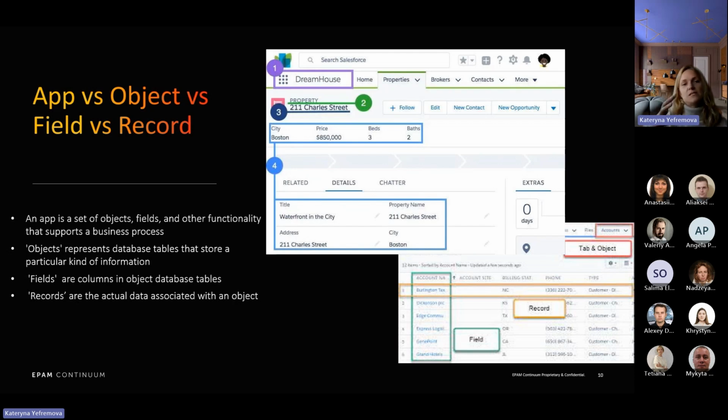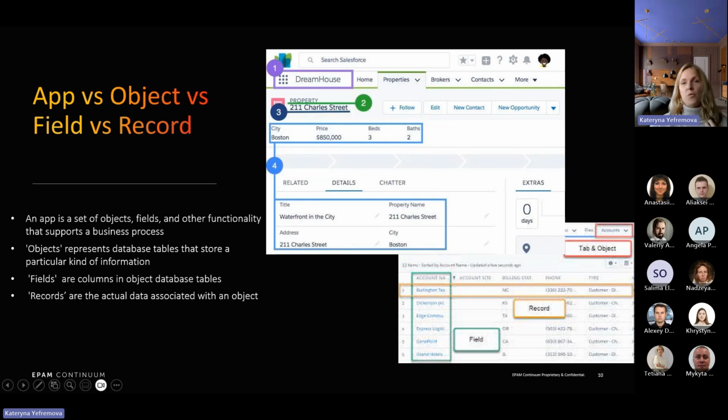So the biggest thing is an app. It's a set of objects, fields, and other functionality that supports a business process. When we're talking about an app, usually it's like a sales app, a service app, or something else. It's something that works as one system, which provides particular functionality. But to do that, inside we have objects. Objects are kind of like database tables that store a particular kind of information.